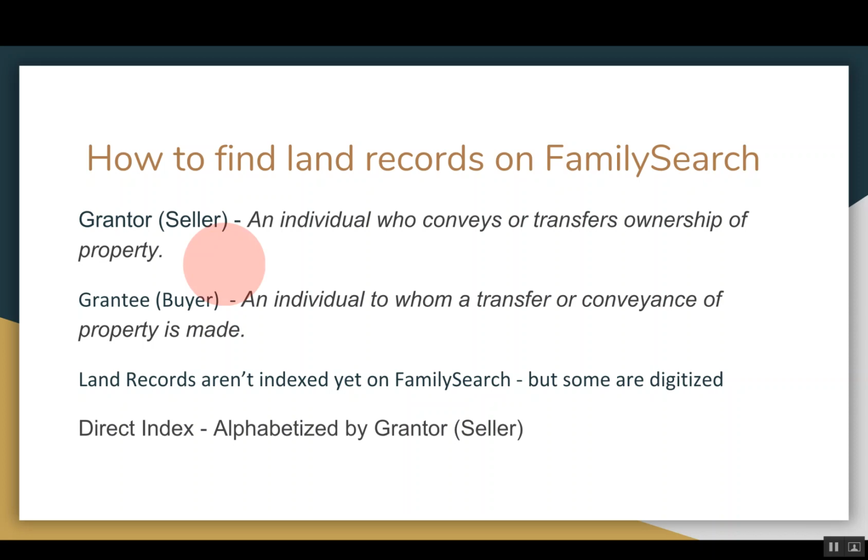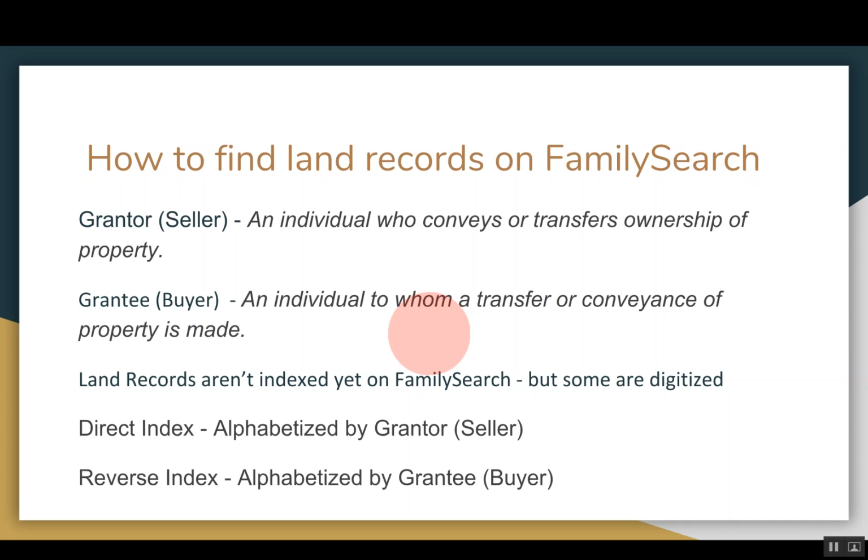A couple of other things you need to know: there is a direct index that you'll want to find when you're looking in a county for land records, and that's alphabetized by the grantor. So if you know your ancestor owned property, then you can look at the grantor if you think they're selling it. And then the reverse index is alphabetized by the grantee, or the buyer. So if your ancestor is buying property, then it's easier to find them in the reverse index. You'll actually want to look at both of them, because they will be selling and then they'll be buying.